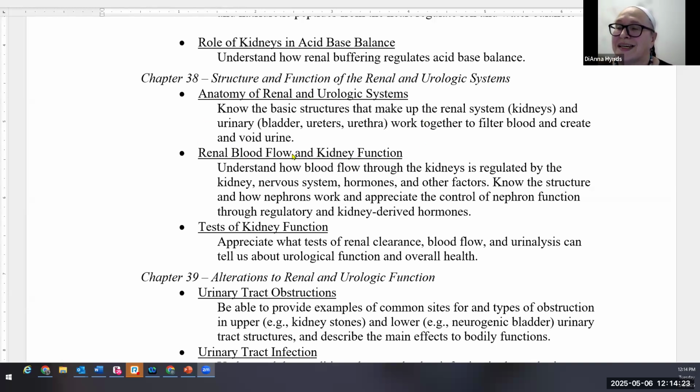So know about the basic anatomy, and know about the blood flow into the kidneys and how the kidneys actually function. Know how the blood flows through the kidneys, because their main function is to filter substances from the blood, mostly electrolytes and fluids, right? And you want to know a little bit about how that blood flow is regulated by the kidneys, the nervous system, hormones, and other factors, right? So the basics of this, not real fine details, but the basics.